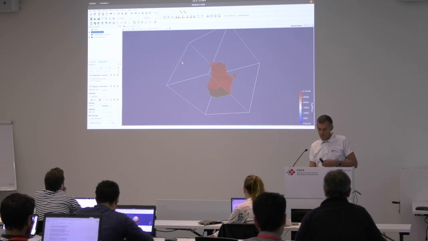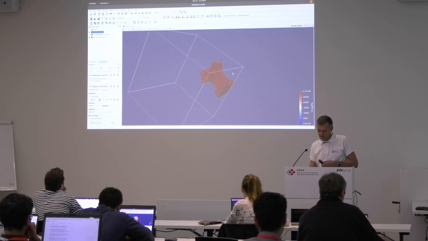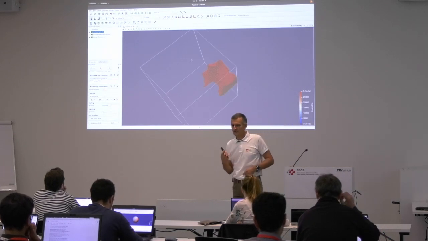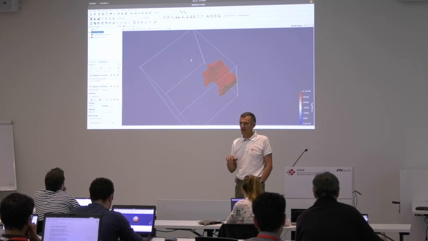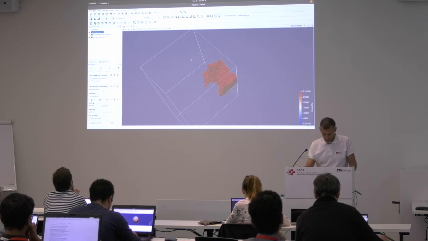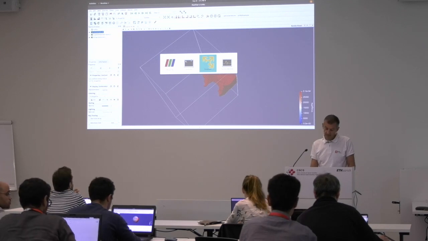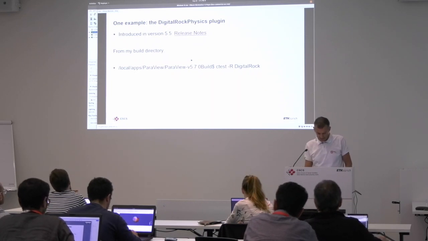So in any case, we have here demonstrated a pretty nice example. And why did I talk about this? Because the digital rock physics plugin works both with SMP parallelism on the node and with MPI parallelism across multiple compute nodes. So you can apply that to some very big data. In that case, it's only SMP because I'm running only on my laptop.